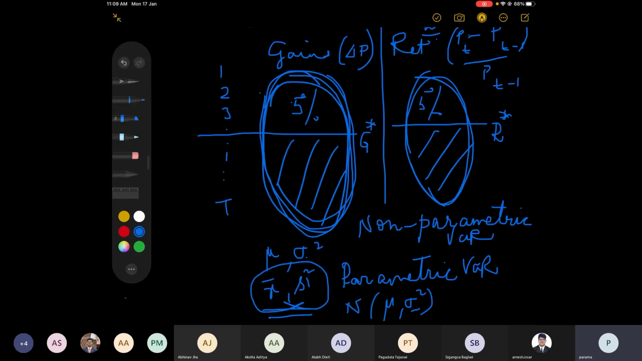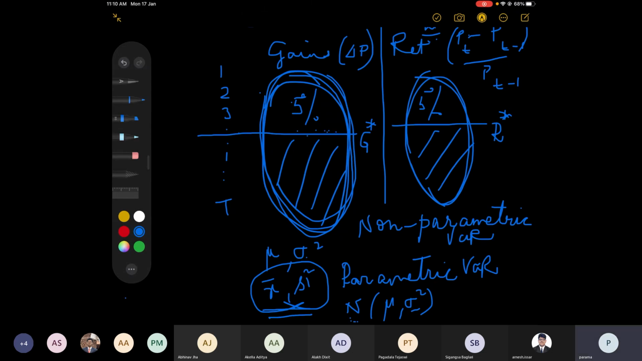So these are called parametric VARs, because when you get these estimates, after that, from the normal distribution tables, you can read out what is the 5% cutoff. You don't need to go with the values.